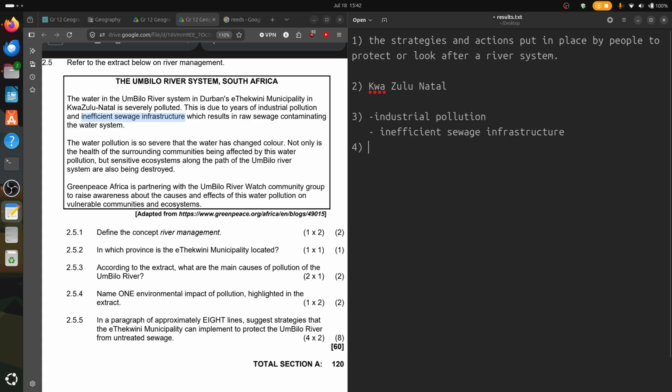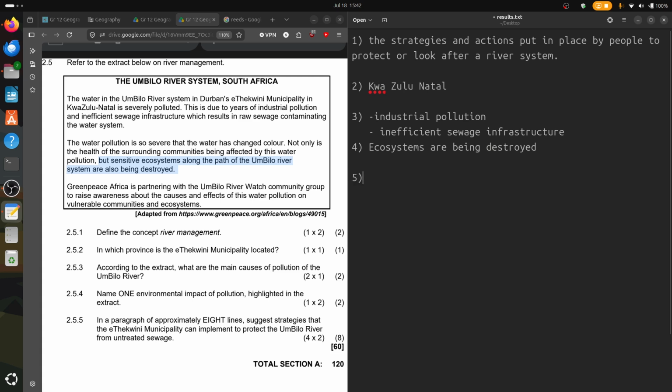Number 4, name one environmental impact of pollution highlighted in the extract. Okay, name one. I think there are more. He said the water pollution is so severe that the water has changed color. This can be a point. Not only is the health of the surrounding communities being affected by this water pollution, but sensitive ecosystems along the Umbilu River system are also being destroyed. So this is actually an environmental impact of pollution, right? So ecosystems are being destroyed.